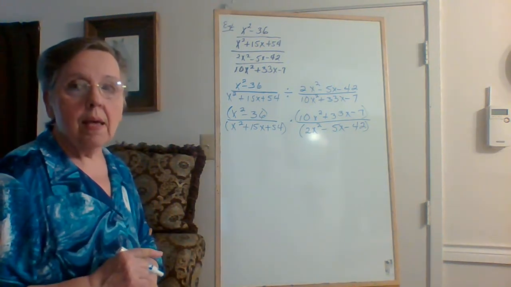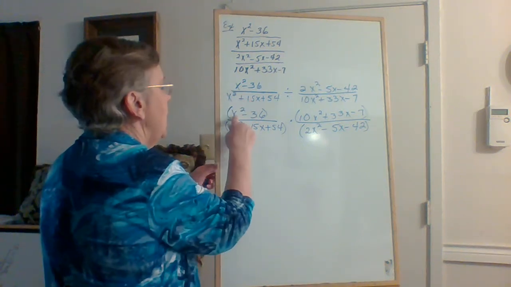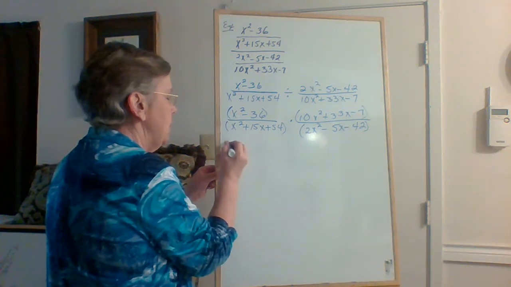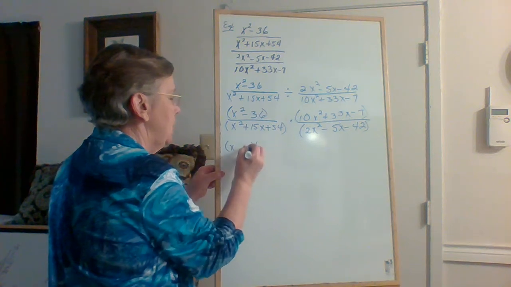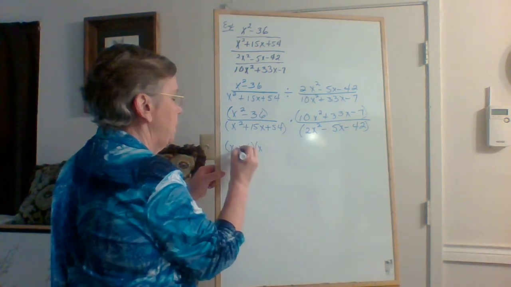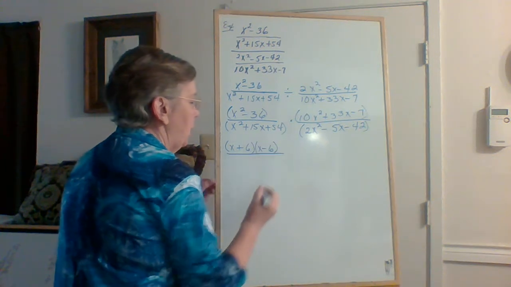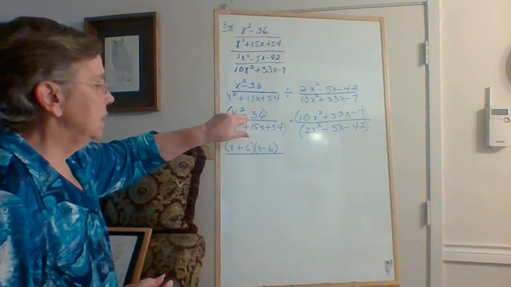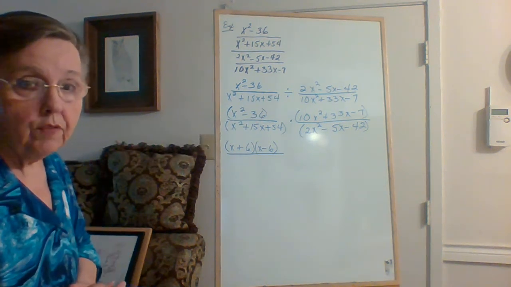Now I factor. x squared minus 36. x squared breaks down into x, and 36 breaks down into 6. So one's plus, one's minus. It doesn't matter which is first. That's a difference of two squares. See, difference, perfect square, perfect square. Remember, difference of two squares.